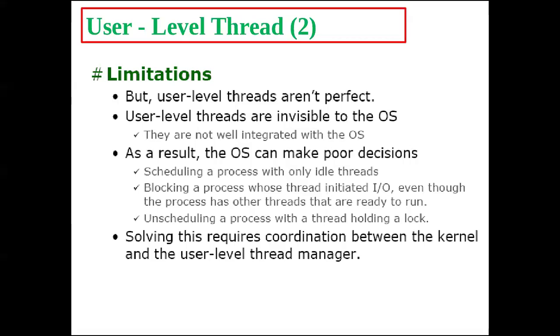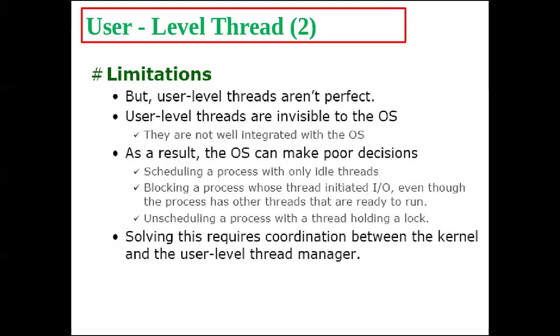Limitation 1, invisible to the operating system. User level threads are invisible to the OS. The OS does not know about these threads and they are managed at the user level. They are not well integrated with the OS. The second limitation is poor scheduling decisions by the OS. Now comes an important consequence. The OS can make poor decisions. Because the OS cannot see the user level threads, it does not have complete information.